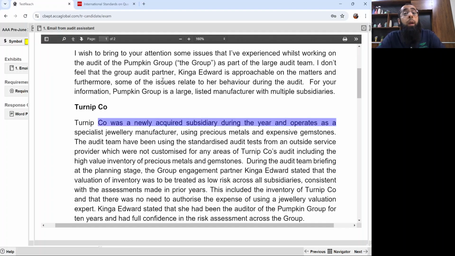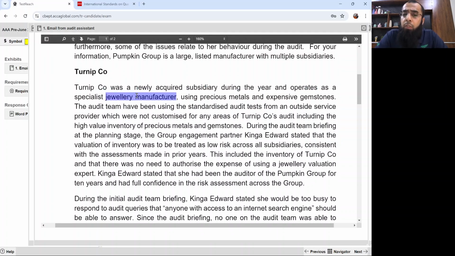Turnip Company was a newly acquired subsidiary during the year and operates as a specialist jewelry manufacturer using precious metals and expensive gemstones. The audit team have been using standardized audit tests from an outside service provider which were not customized for any area of Turnip Company's audit, including the high value inventory of precious metals and gemstones. See, use of standardized audit tests is acceptable as per auditing standards. But those audit tests should be adapted, customized according to the client's operation and business. But here it is written that none of them were customized to any area of Turnip Company's audit, including the high value inventory of precious metals and gemstones. Now, that is a quality issue.